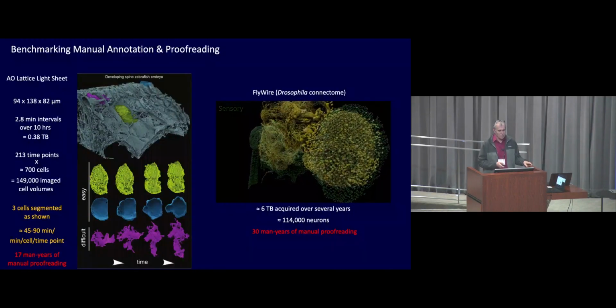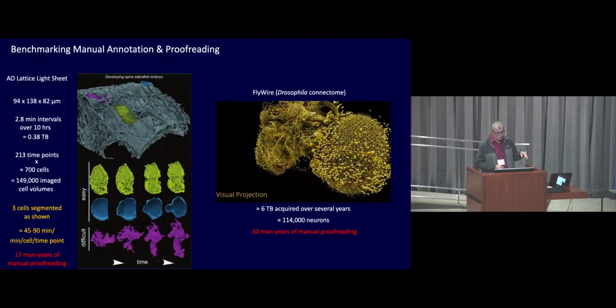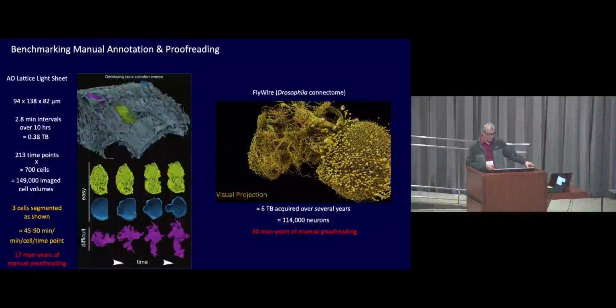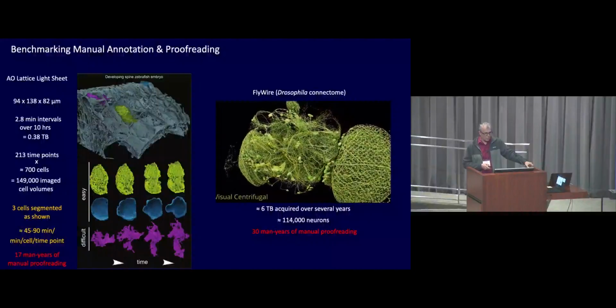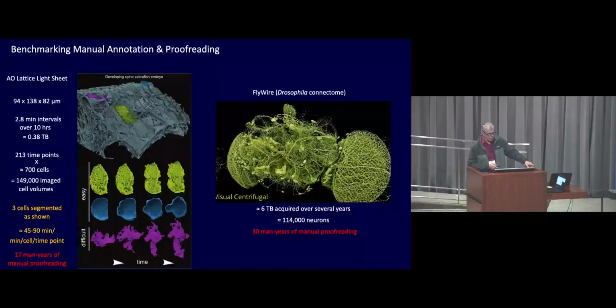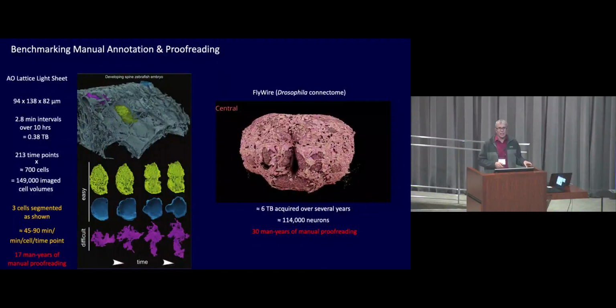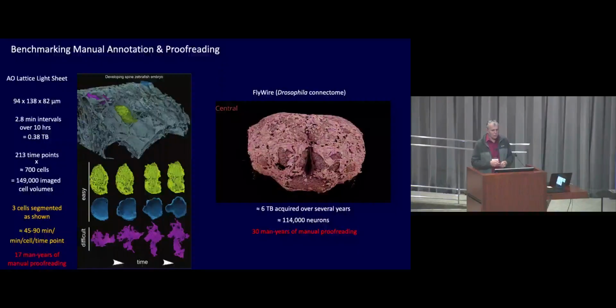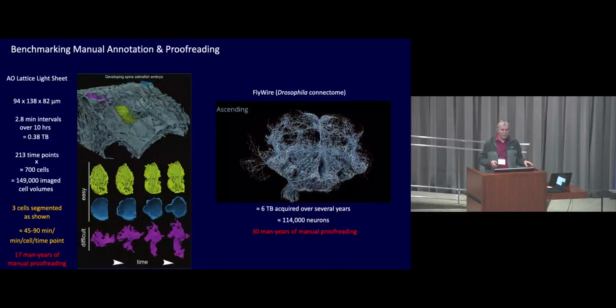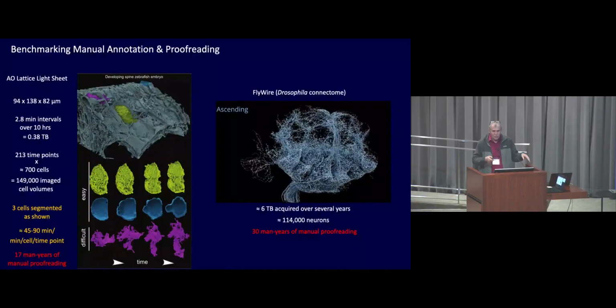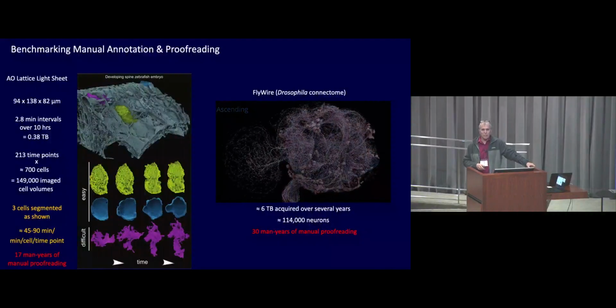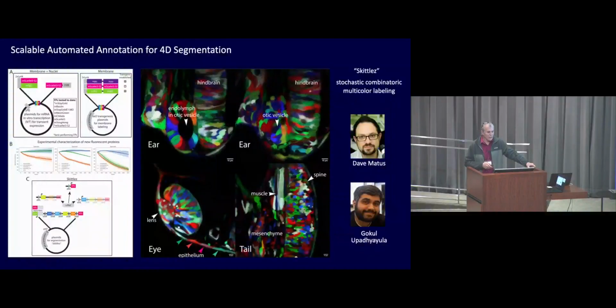Well, here's a little tissue section that we took over 10 hours. It's less than half a terabyte. We asked them to segment 3 cells over a few time points. Every time point, every cell averaged about 90 minutes of manual annotation to do. If you try to scale that up to the whole tissue, just this little teeny chunk of tissue that we took in 10 hours, it would take 17 man-years to do that. Not scalable.